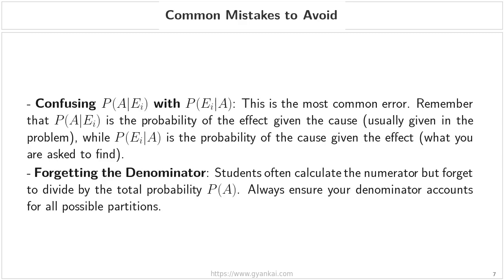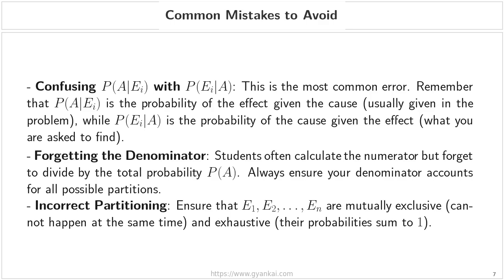Second, watch out for forgetting the denominator. It is very common to do all the hard work of calculating the numerator, the probability of that one specific path, but then forget to divide by the total probability of A. Without that denominator, your answer isn't a properly normalized probability. As we saw in our factory example, the denominator is the sum of all possible paths, and you must include every single one to get the correct result.